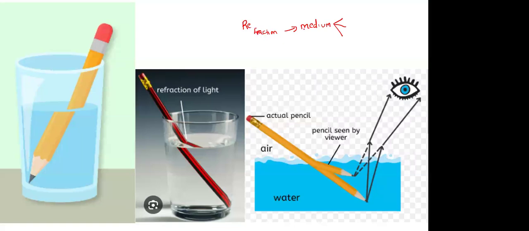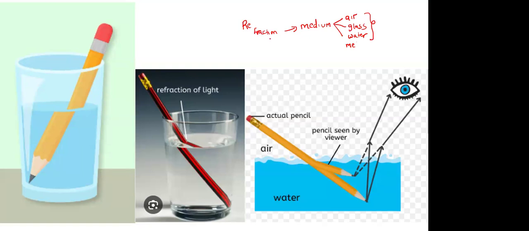Light can travel through air, light can travel through glass, light can travel through water, light can travel through any medium. So these are the common mediums that we are going to be meeting. Whenever light is moving from one medium to another, it's what we call refraction.